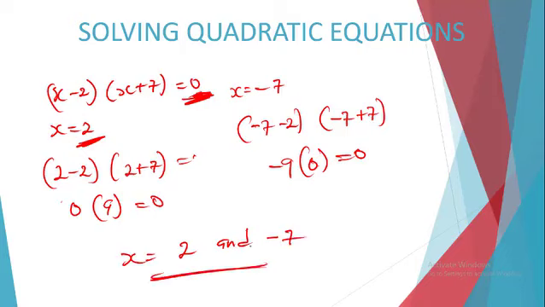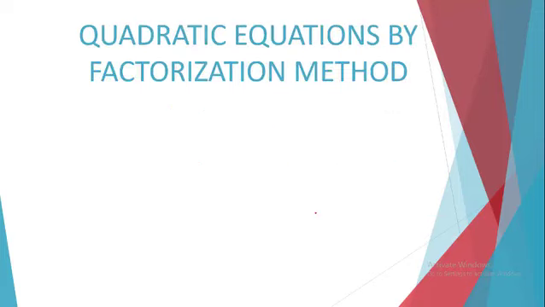Okay, so quadratic equation always has what? Two values of the variable, and in the equation we just solved, we have its values to be 2 and what? Minus 7. So let's quickly go to quadratic equation by factorization method, how we can solve quadratic equation problems using factorization methods.